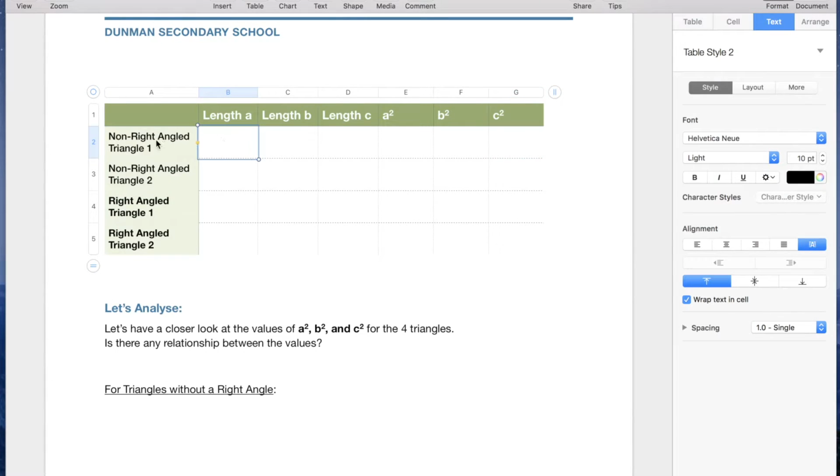This is the first non-right angle triangle. Length of A we recorded as 12. Length of B we recorded as 10. C is also 10. A square will be 144, which is 12 square. B square is 10 square, which gives us 100. C square is also 10 square, which gives us another 100. So we've done this for the first non-right angle triangle.